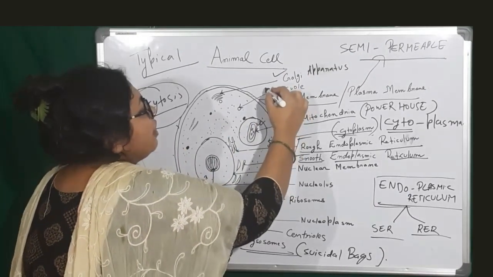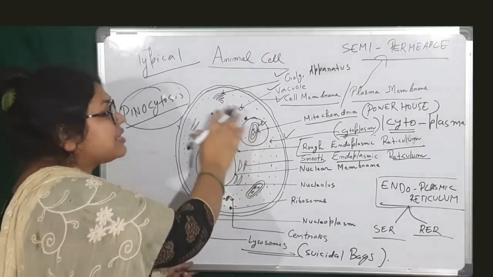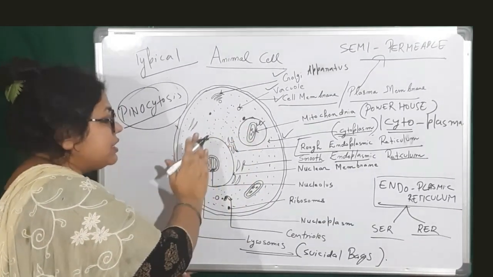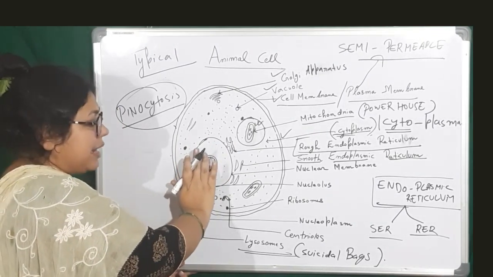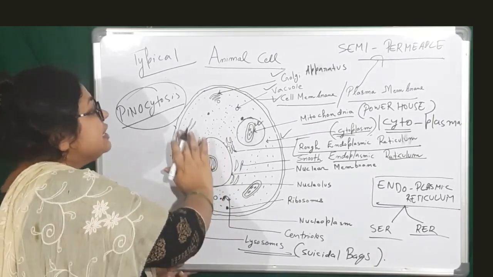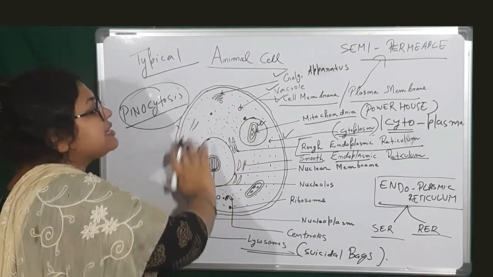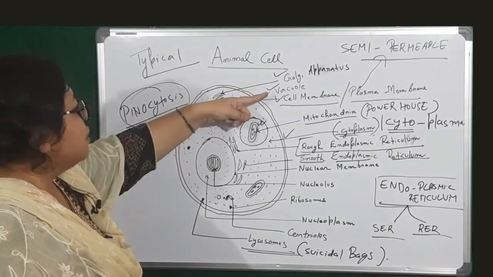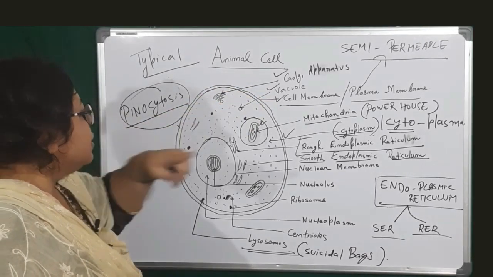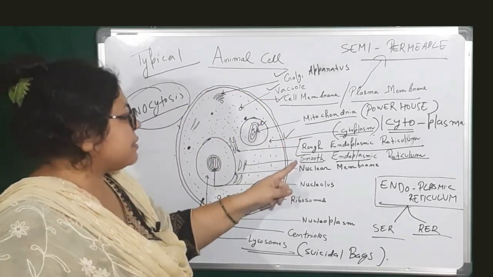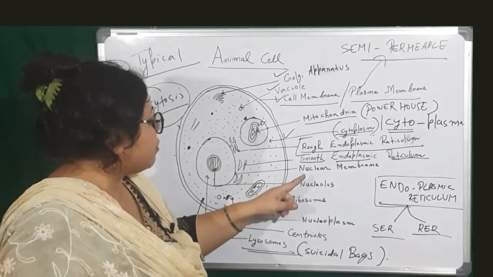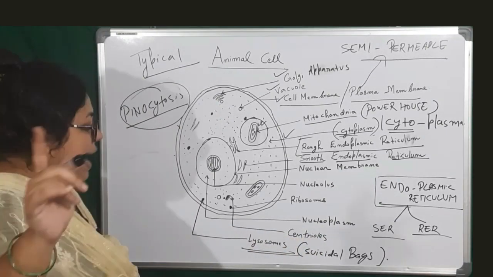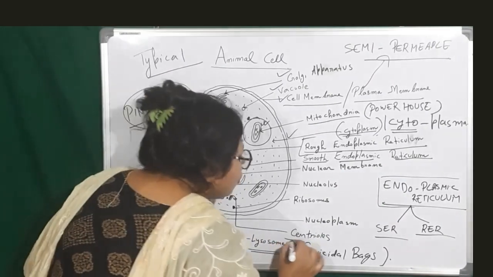The Golgi apparatus and vacuole are all materials outside the nucleus, but when we go inside the nucleus, there are other cell organelles. These are all organelles present in the cytoplasm. So let's revise once: Golgi apparatus, vacuole, cell membrane, mitochondria, rough endoplasmic reticulum, smooth endoplasmic reticulum, ribosomes, then centrioles. Yes, I had missed one more there, the centrioles.